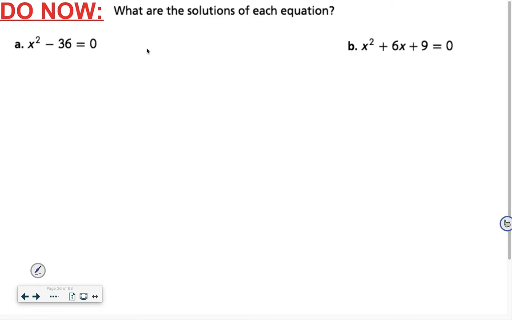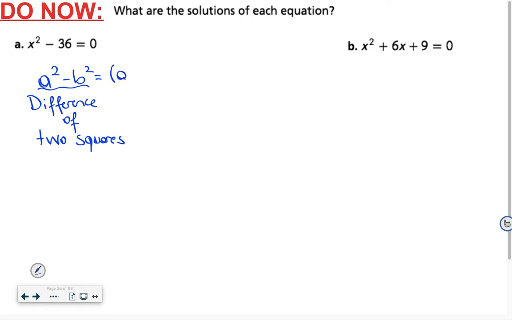Remember that we have some special binomials. One of them is a squared minus b squared. If you want to factorize this, it is called the difference of two squares. We can factorize this as a minus b times a plus b.